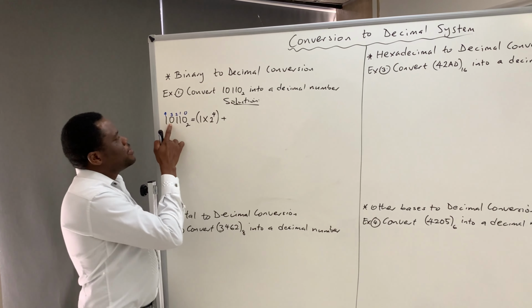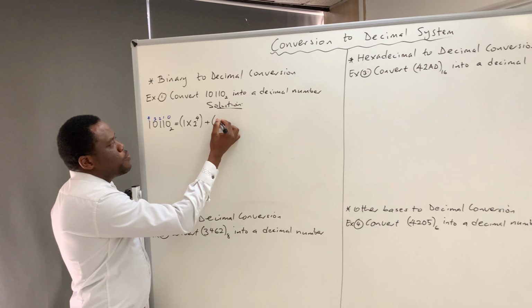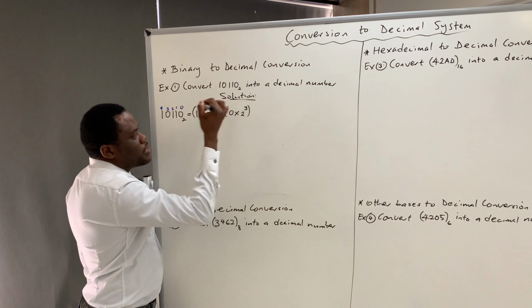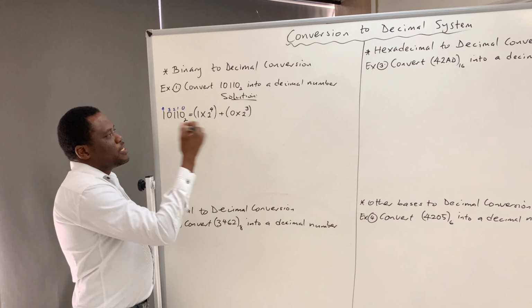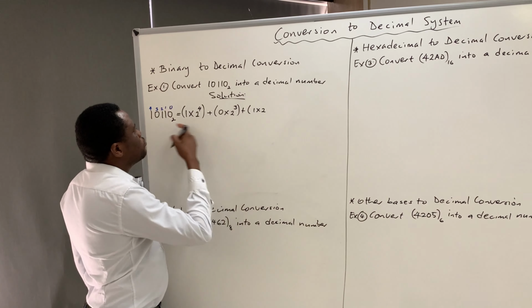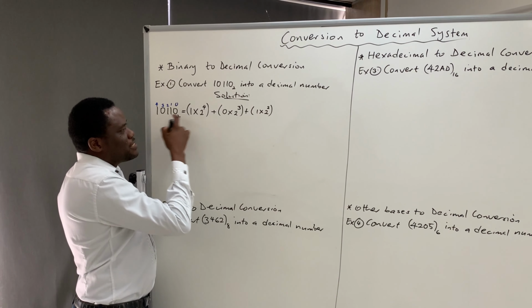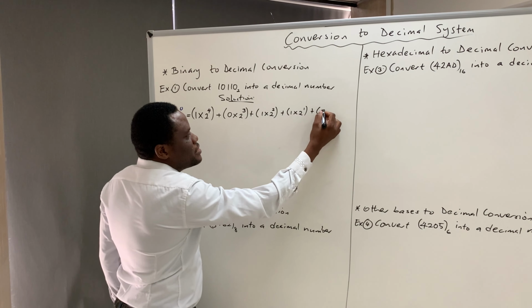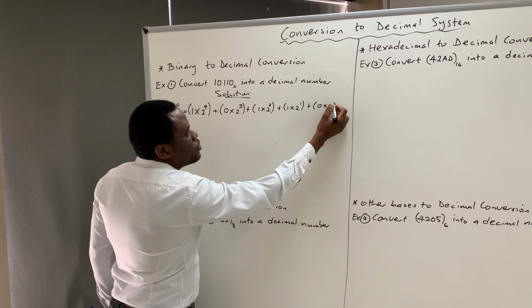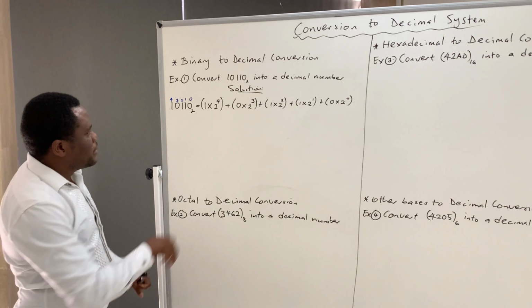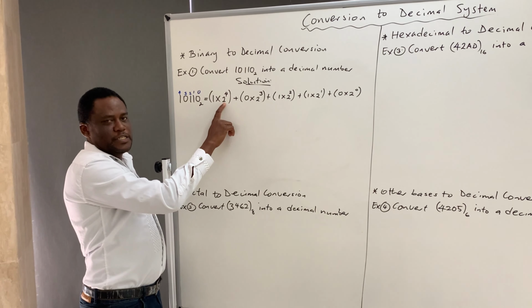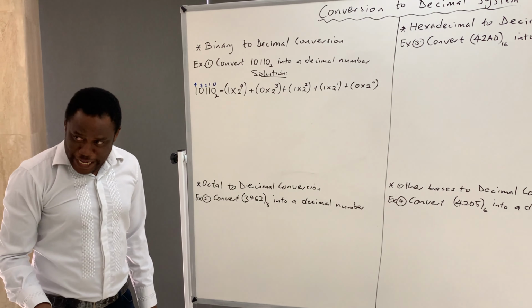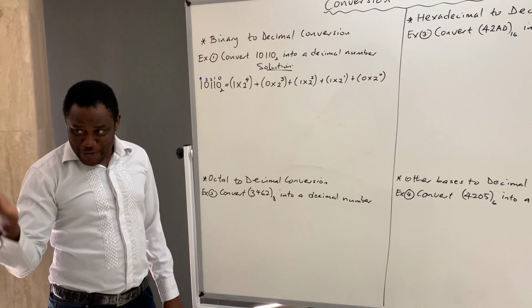Good. Plus, the next is what? Is 0. So we pick 0 times the base. 0 is carrying what? It's carrying 3. Next, 1 times 2 to the power of 2. Next is 1 again, times 2 to the power of 1. And the last is 0, times 2 to the power of 0. This is the number, this is the base, and this is the power. And you know power, exponents, right? Index. Remember? The previous video should help you.